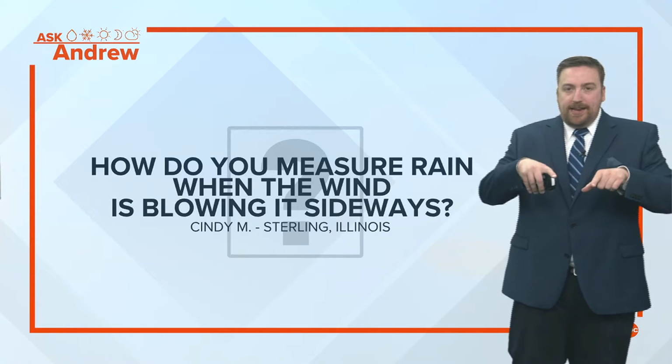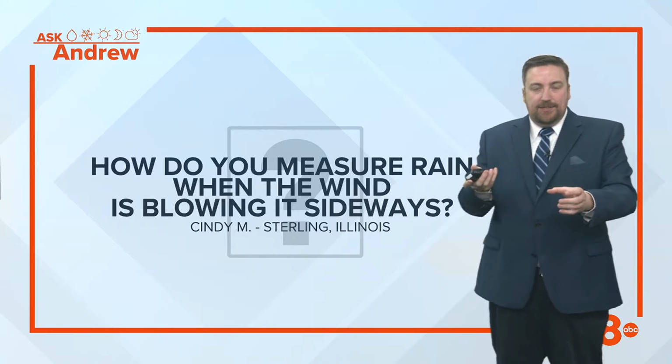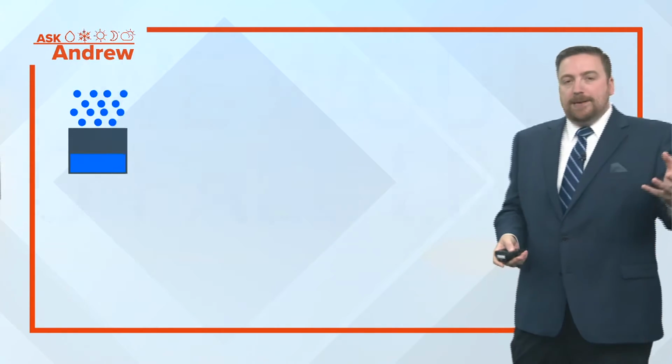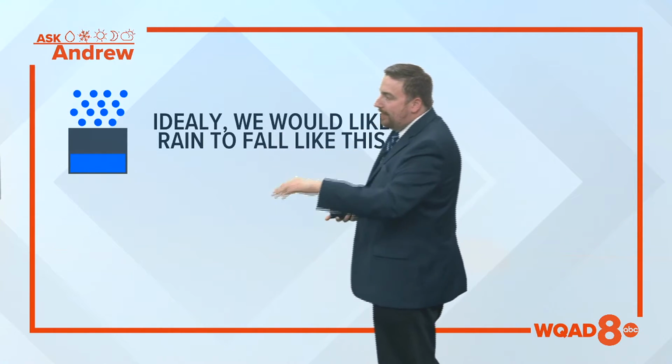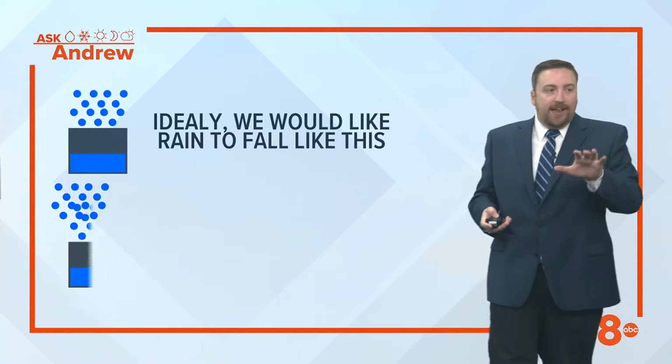Because we've all seen a rain gauge, that little cylinder thing. And of course, if the rain is blowing sideways, how does it make it into the tube? Well, that is a problem, but I'm going to show you the solution here in a second. So ideally, we would like to see rain fall like this, straight down, right into the cylinder, nice and gently.